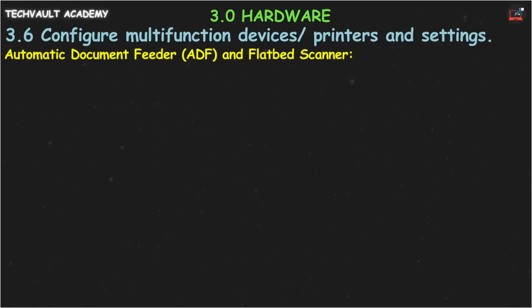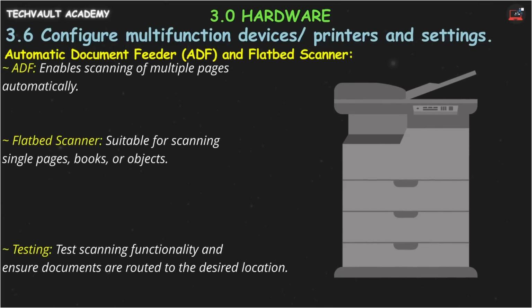Automatic document feeder, ADF, and flatbed scanner. ADF enables scanning of multiple pages automatically. Flatbed scanner, suitable for scanning single pages, books, or objects. Testing. Test scanning functionality and ensure documents are routed to the desired location.